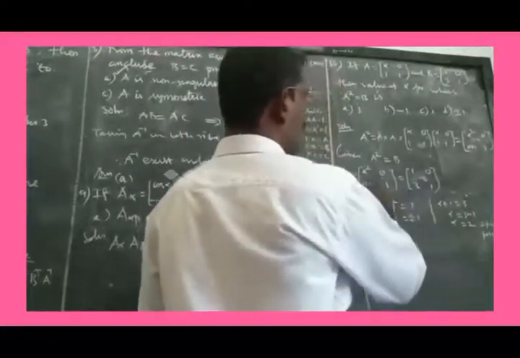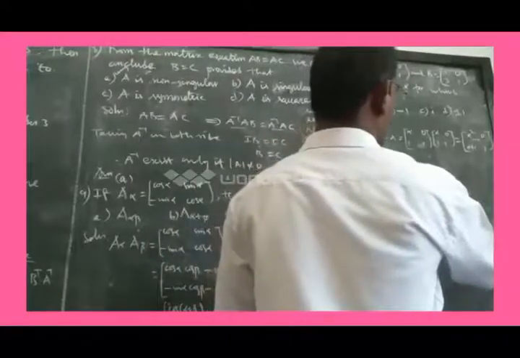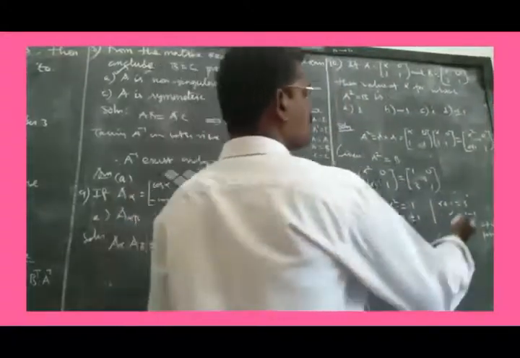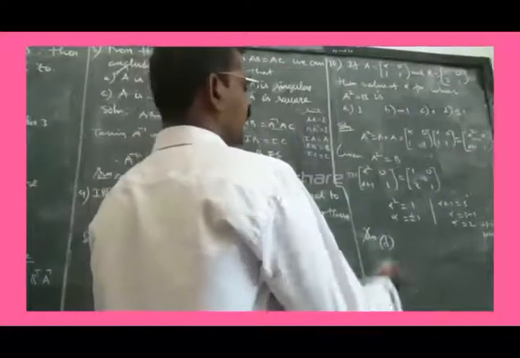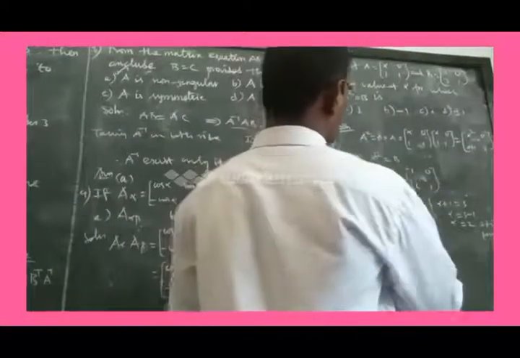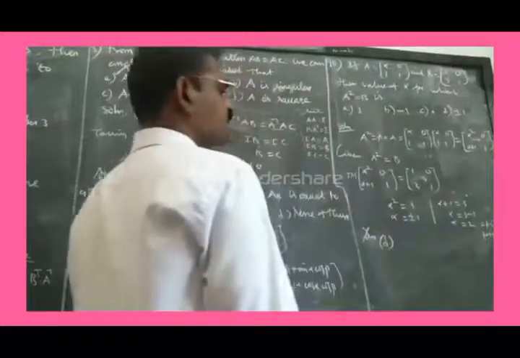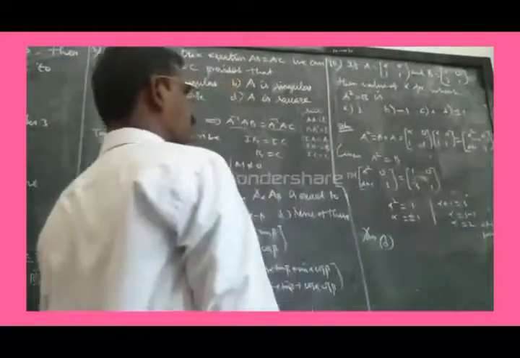Then next, alpha plus 1 equal to 3. Alpha equal to 3 minus 1, alpha equal to 2. So it is not possible. So the correct answer, the value of alpha is plus or minus 1. So option D is the correct answer, plus or minus 1. Thank you.